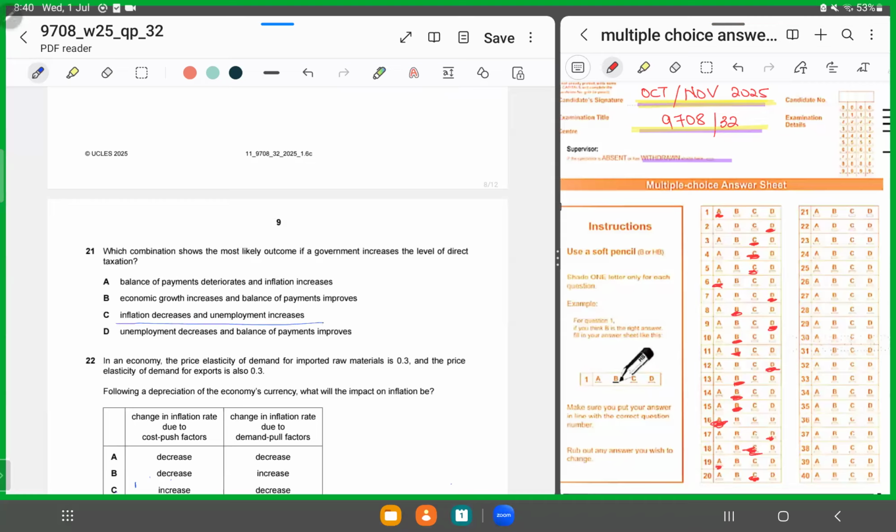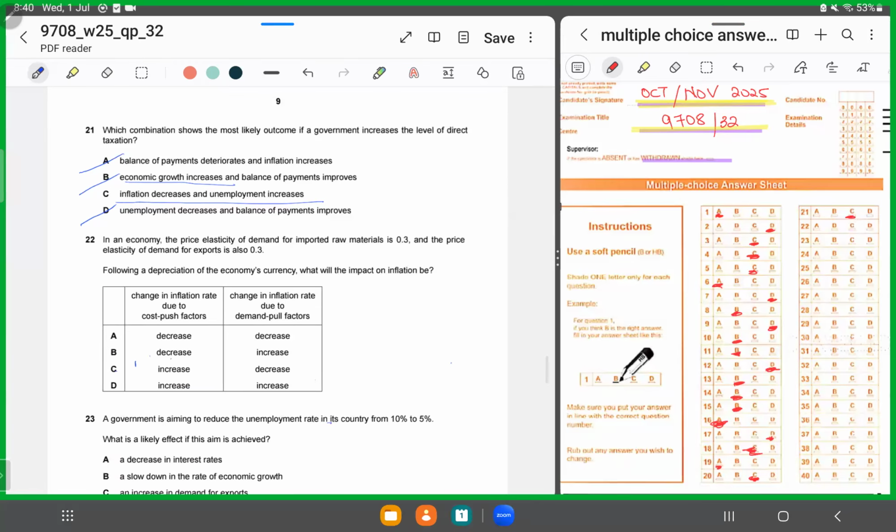It cannot be A. Why? Because inflation will not increase. It cannot be B because economic growth will not increase. D says unemployment decreases and balance of payment improves. Unemployment will not fall. So it cannot be D. So it has to be C. I hope you've understood.